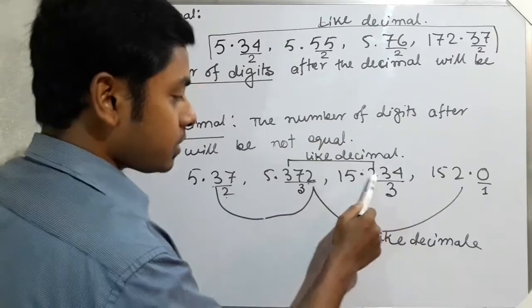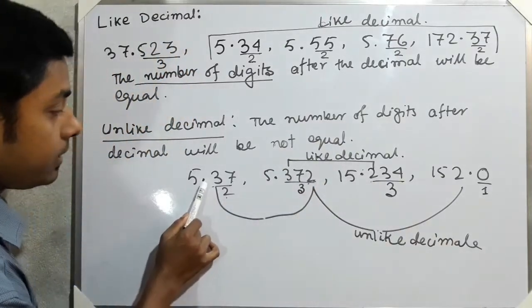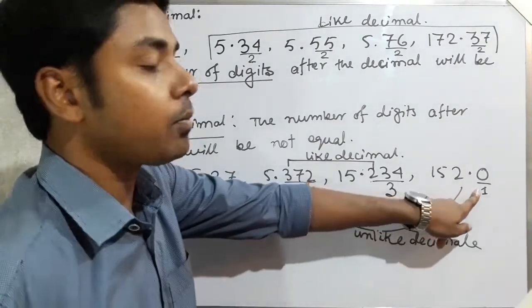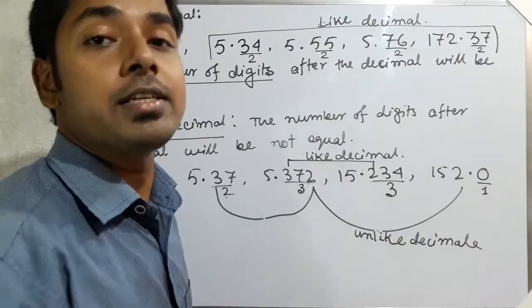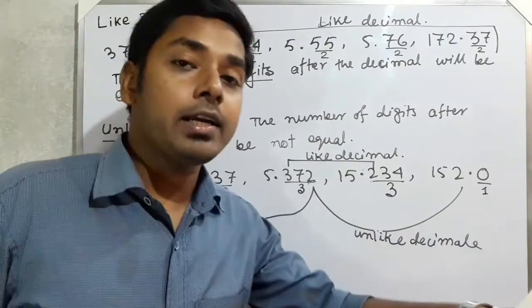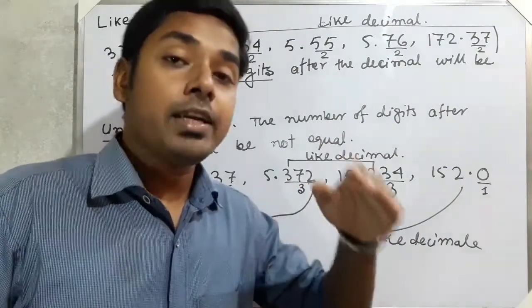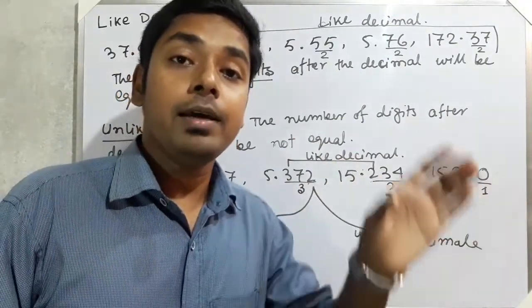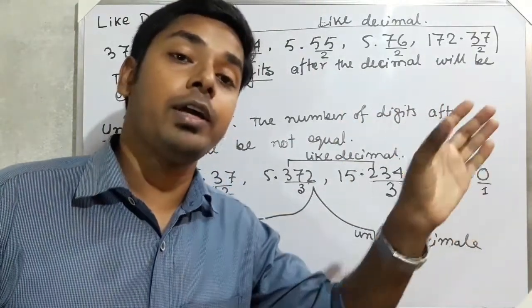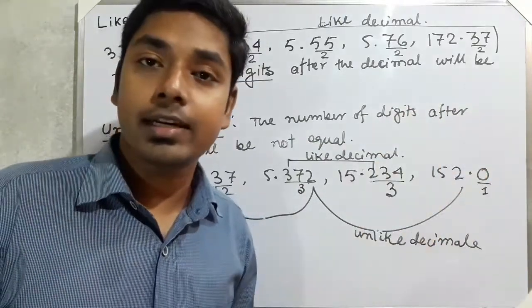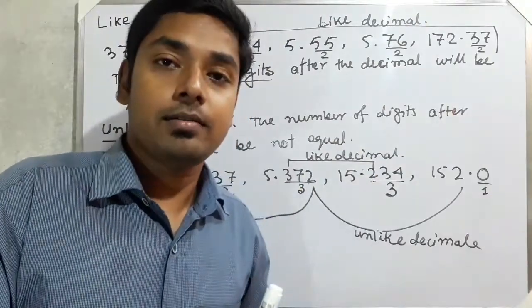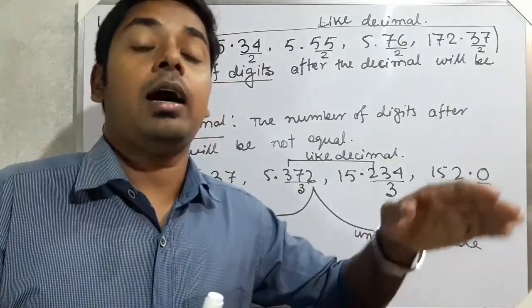So here 3 digits after the point, here also 3 digits. So this one and this one are like decimal, but this one has 2 digits after the point, this one has 3 digits, and this one has 1 digit. All are having different numbers of digits after the point. So these are called unlike decimal. That means whenever after the point you have the same number of digits, it will be like decimal, and if after the point it is a different number of digits, then it will be unlike decimal.